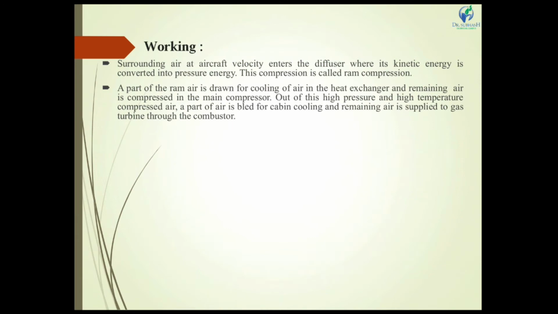Part of the ram air is drawn for cooling of air in the heat exchanger, and the remaining air is compressed in the main compressor. It is divided into two sides, the main compressor air and the remaining air, which is ram air. This ram air is used to cool down the heat exchanger, which cools the compressed air coming from the compressor. Next, the turbine power is used to drive the main compressor and other equipment of the aircraft.